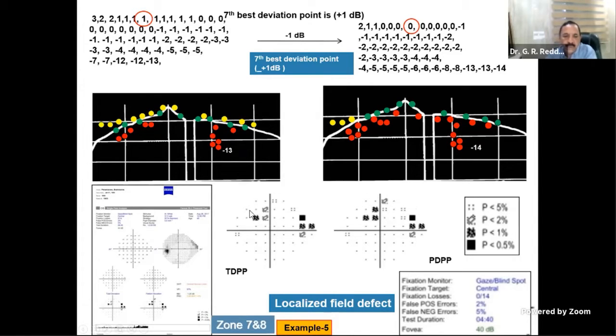Usually, we see more scotomas in the total deviation probability plot than in the pattern deviation probability plot. But when the seventh best deviation point is on plus, our aim is to bring the seventh best deviation point to the normal slope of the field of vision. We add +1, we add -1. So we see more scotomas in the pattern deviation probability plot.